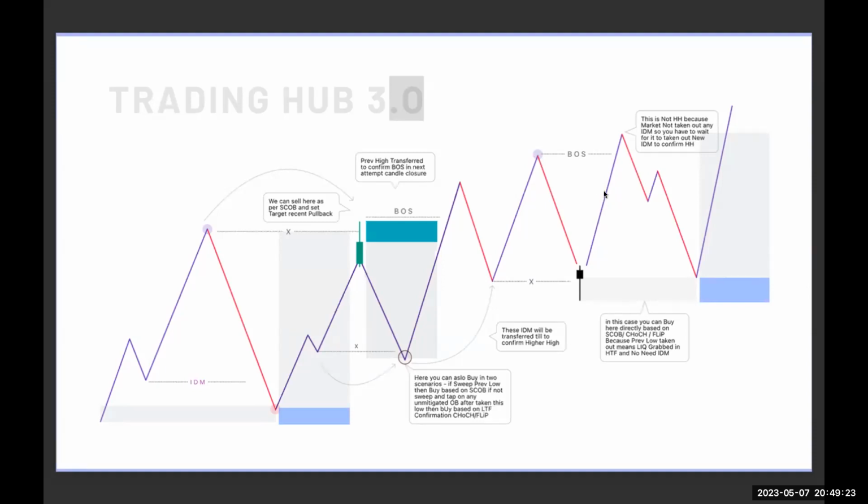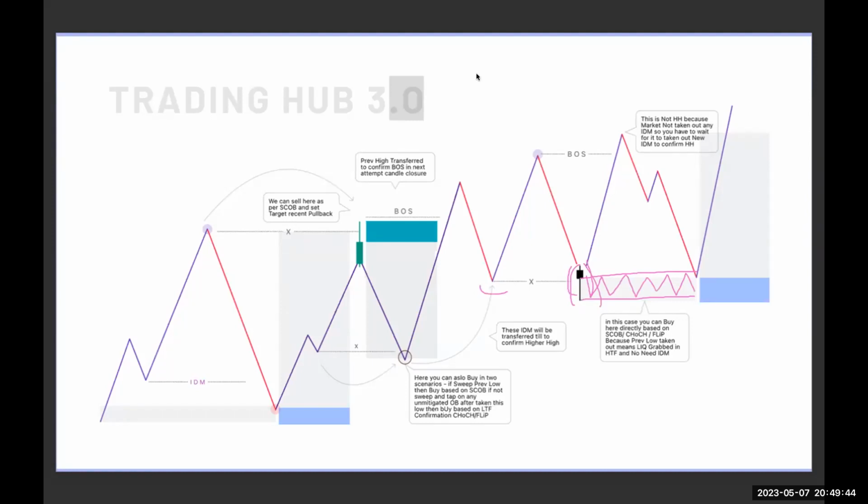Here you can see there is no inducement. Simply you are looking here for the buy, right? But why are you buying here? Still there is no inducement at this point, because this point took out the liquidity. That's why this is an important level for you for buy, right?